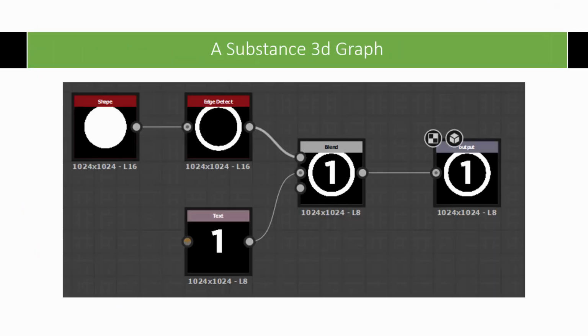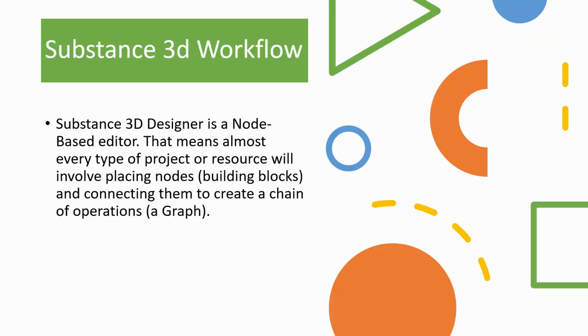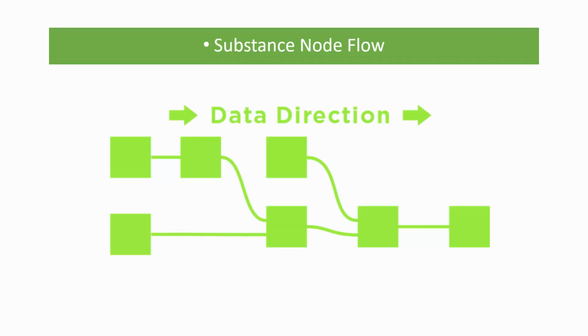So an example of a substance graph, you use your shapes, you use your nodes, you use your noises, and you use your parameters as well. So let's just quickly move on. So like I said, a node will move from left to right. That's the direction. So everything you start from the left, any changes you make will be heading towards the right.